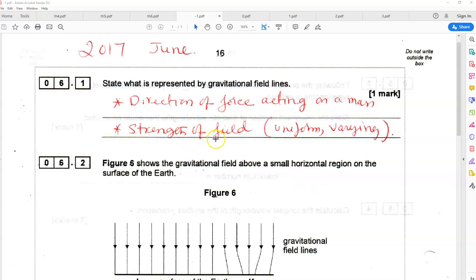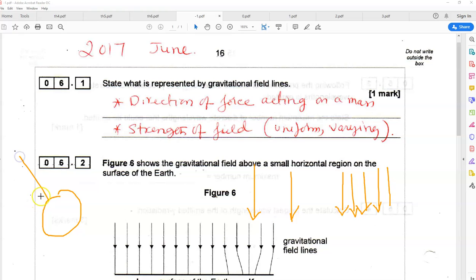The easy ones to remember: the gravitational field lines will tell you the strength of the gravitational field. If they're closer by, if they're very dense, you say it is a strong gravitational field. If they're spread out, you say that's a weak gravitational field. Or if you have a sphere, when the lines are close at the surface, you say the strength is more, and when they go away from the surface, the field strength of the gravitational field is less. That's one of the things.